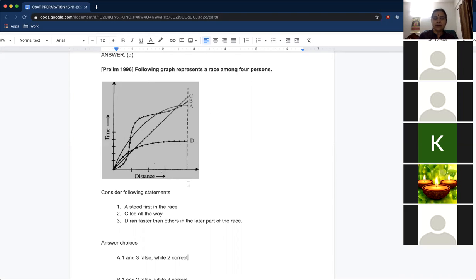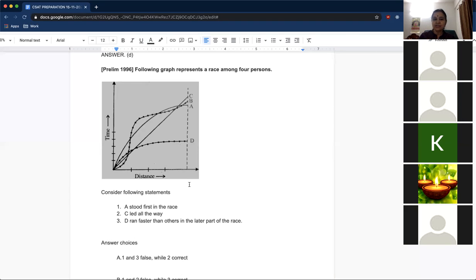Now there are 4 people. The time is taken on the y-axis. Distance is taken on the x-axis. Now you have to be careful about the time only, right? The faster the person reaches, because the faster he reaches, he will be taken as the first position in the race, right?